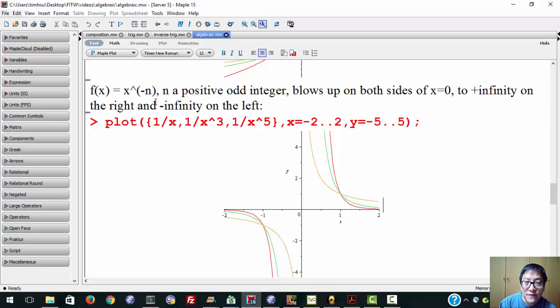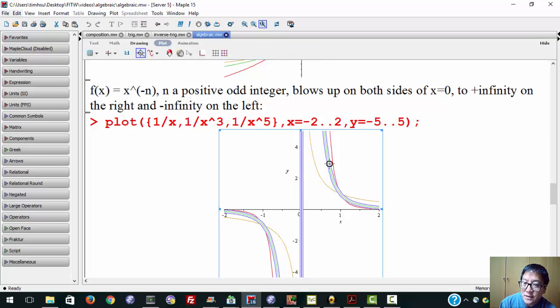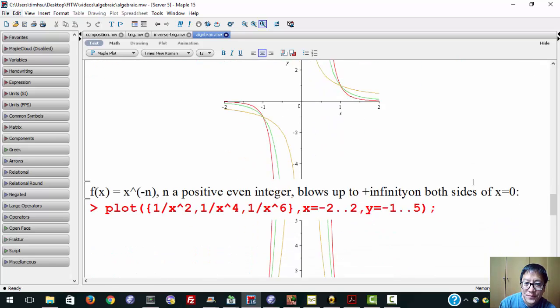If n is a positive odd integer, and you look at x to the minus n, that is 1 over x cubed, 1 over x to the 5th, you can see that you get a function that blows up on both sides of x equals 0. It blows up to positive infinity on the right side and negative infinity on the left. So here's 1 over x, 1 over x cubed, 1 over x to the 5th. This blow up is more dramatic for larger exponents.